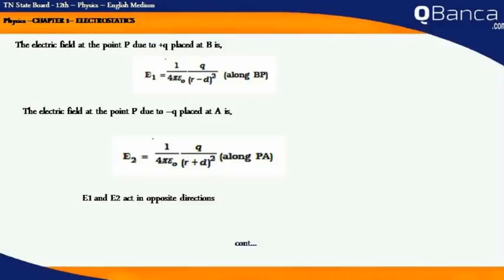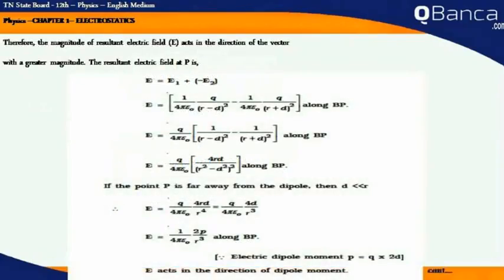The electric field at the point P due to minus Q placed at A is E2, which is equal to 1 by 4 pi epsilon naught Q by (r plus d) the whole square along PA. E1 and E2 act in opposite directions. Therefore, the magnitude of the resultant electric field E acts in the direction of the vector with a greater magnitude. The resultant electric field at P is E is equal to E1 plus or minus E2.